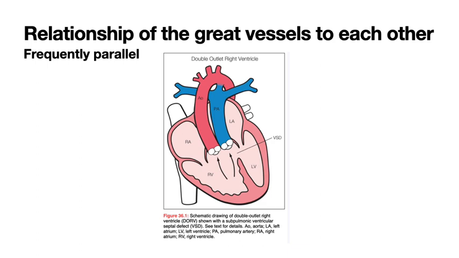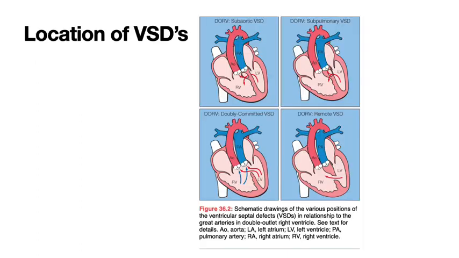All right, so when we're talking about relationship of great vessels to each other, what is that relationship? Well, first of all, they are frequently parallel, with frequently the aorta being on the right. In terms of the ventricular septal defects, they can be subaortic, subpulmonary, doubly committed, and double outlet right ventricle with a remote VSD.